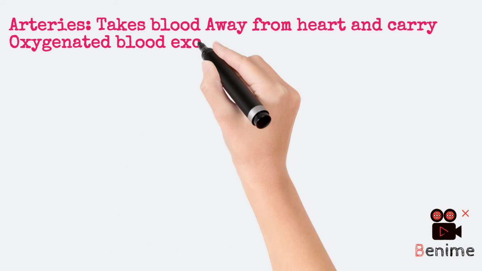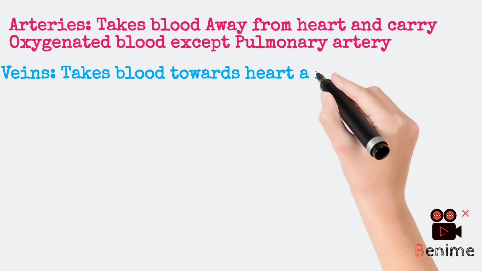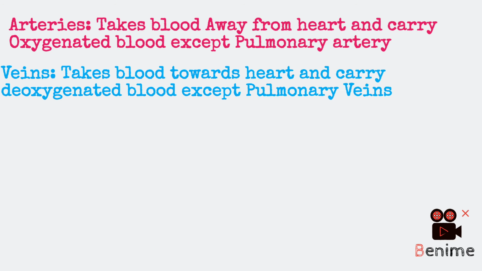Starting from arteries, these are the vessels that take the blood away from the heart. A for arteries and A for away, so you can easily remember it. So these arteries basically carry the oxygenated blood, and they take the oxygenated blood from the heart to the body, except for the pulmonary artery that carries the deoxygenated blood.